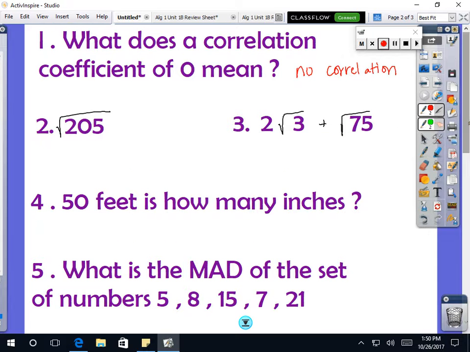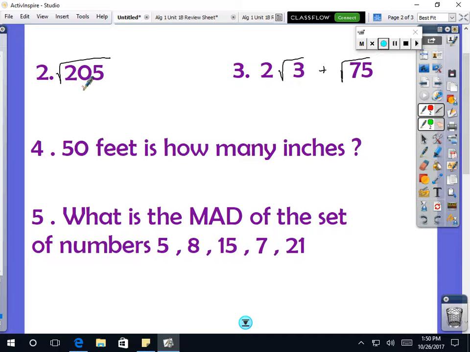Okay, number 2, you're supposed to simplify it. So you would first factor tree, and most of you discovered that the number is 5 times 41 multiplied to 205. 5's prime, and so is 41. So this one is the final answer. You can't simplify it. Right, it'll become a decimal, but it still can't be simplified any further. Kind of like, if your teacher gives you 1/2 and tells you to reduce it, you can't reduce that anymore. That would be the final answer. You can't do anything to it.